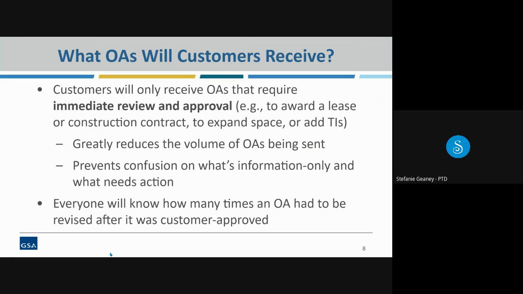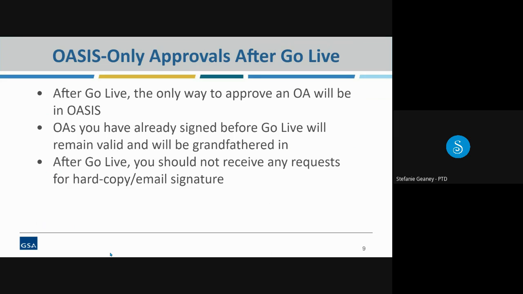Once the OA is approved, OASIS keeps a modification history, so everyone will know how many times an OA was revised after it was approved and the reasons for the modifications. Once OASIS goes live, OAs must be approved in OASIS. However, any OAs you signed prior to OASIS deployment remain valid and can be used through fiscal year 2024, meaning you should not receive a request in OASIS to approve those OAs again. You also should not receive any requests via email to sign an OA, as those cannot be accepted or used under the new OASIS process.